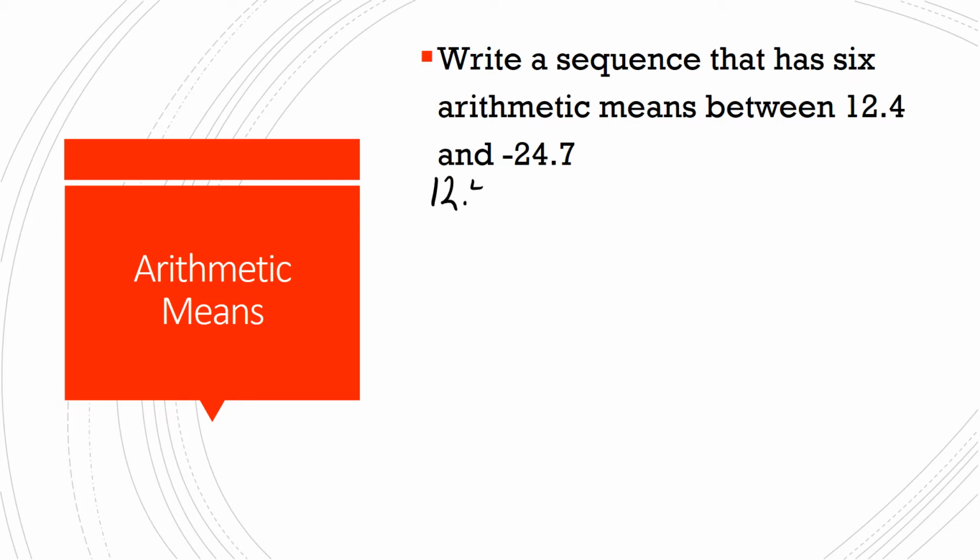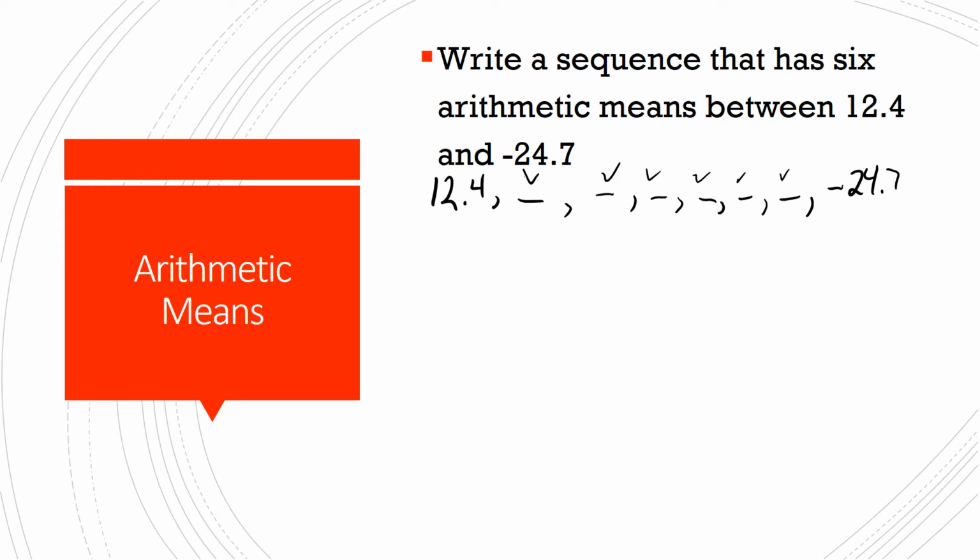Say I got 12.4, comma, I got a term I don't know. That's an arithmetic mean. I got a term I don't know. Another term I don't know. Another term I don't know. Another term I don't know. Another term I don't know. That should be 6: 1, 2, 3, 4, 5, 6. And then lastly, I know this last term out here, negative 24.7. And what I'm being asked to find is what each of these 6 numbers are. Arithmetic means.